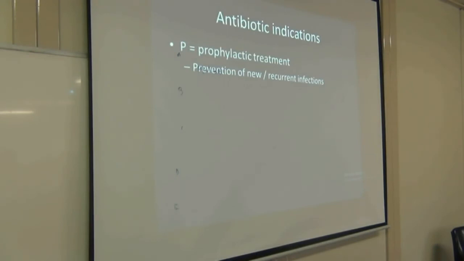So, for antibiotic indications, you can prescribe an antibiotic prophylactically to prevent an infection. Okay, so these are the things on the prescription chart. There's a prophylactic, an empirical, and definitive treatment. So prophylactic treatment is when you are preventing. Who knows what type of things we use to prevent infections? Do we ever use antibiotics to prevent an infection?